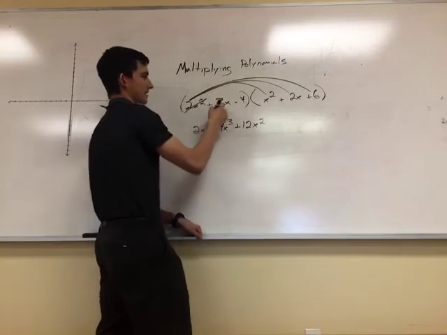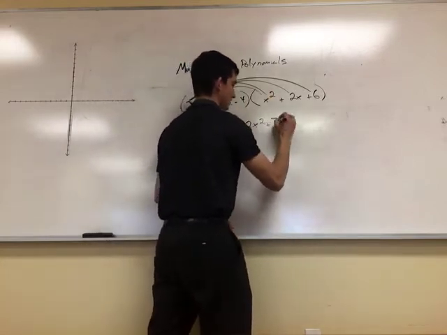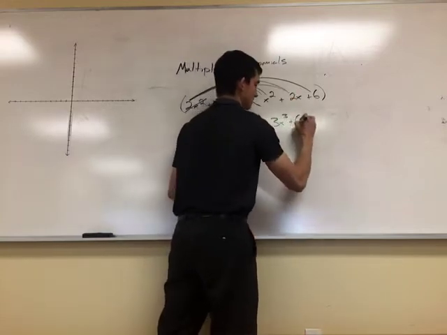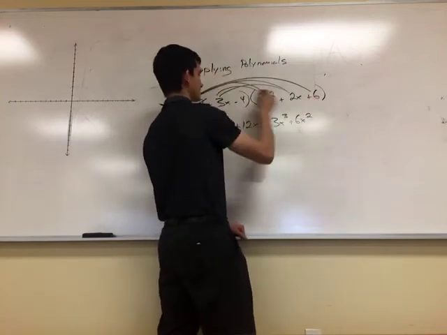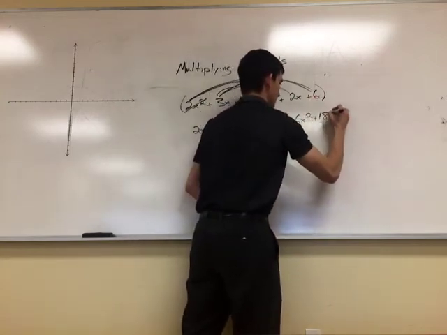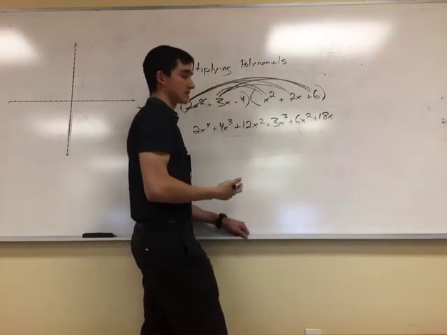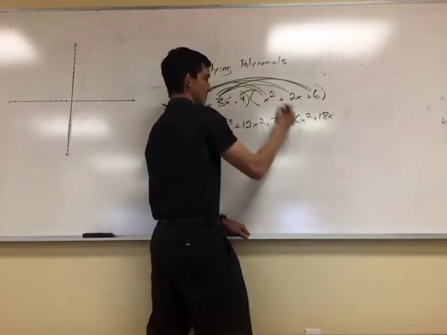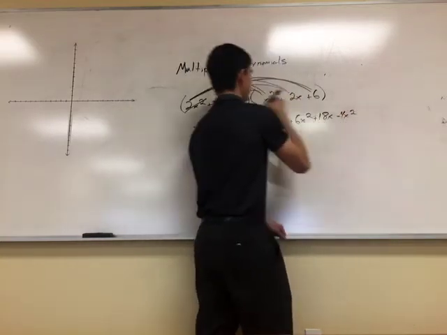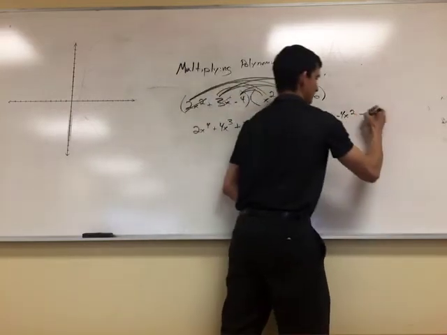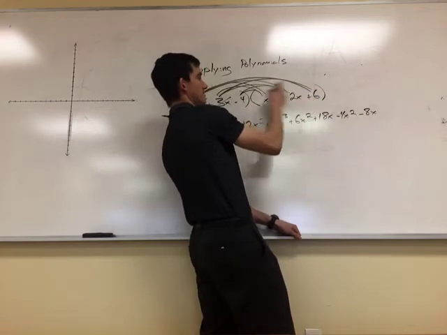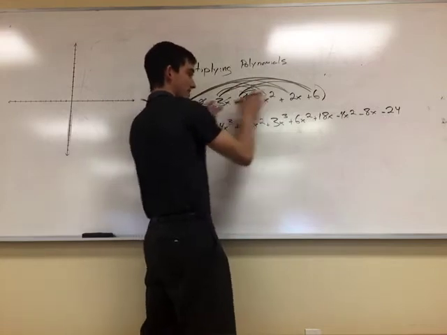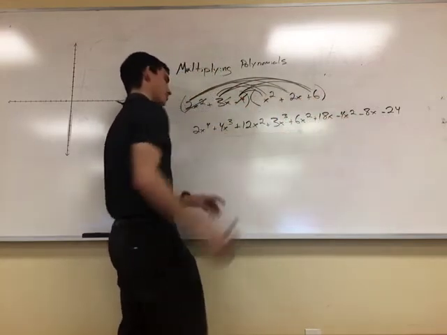Okay, I'm done using this one. 3x times x squared is going to be 3x cubed. 3x times 2x is going to be 6x squared. 3x times 6 is going to be 18x. It's a long process, but it's just as easy, really. Negative 4 times x squared, so I'm done using the 3x. Negative 4 times x squared is negative 4x squared. Negative 4 times 2x is negative 8x. Negative 4 times 6 is negative 24. Okay, I'm done using this. I've multiplied every one of these by every one of these. Huge polynomial, so combine like terms.